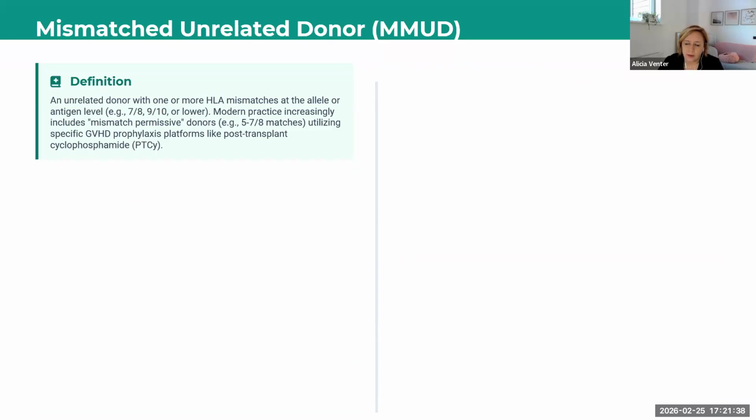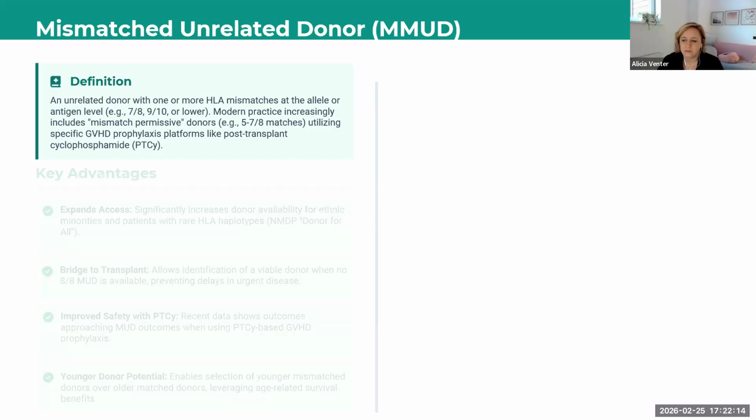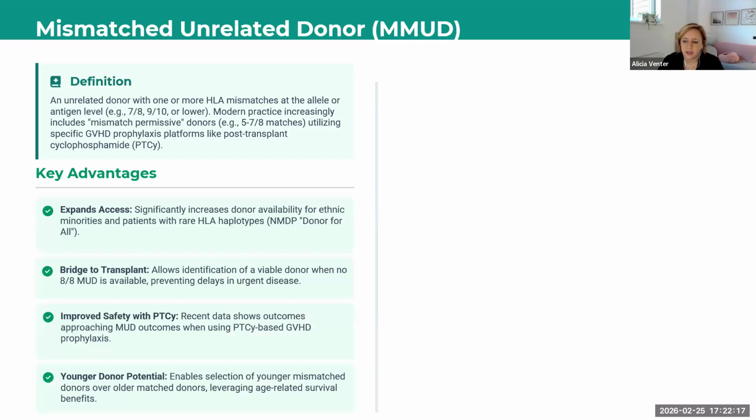So you can't talk about a matched unrelated donor without also talking about a mismatched unrelated donor, and this is becoming very popular. The definition is the same as an unrelated donor that we just covered. However, this donor has multiple mismatches, so it's not necessarily just a 9 out of 10 or a 7 out of 8. It can potentially go as low as a 5 out of 10 or a 5 out of 8 donor. And a product from this sort of donor should always be transplanted with the use of PT-Cy.